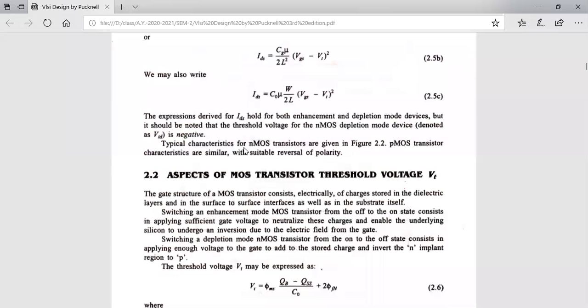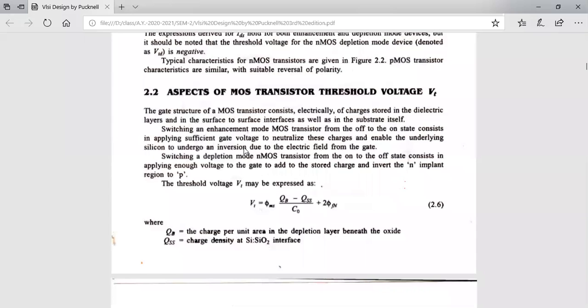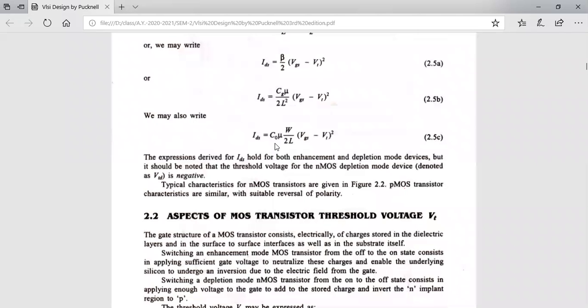So far we have seen the IDS versus VDS relations, but we have to see in detail the aspects of the MOS transistor threshold voltage VT. That will continue in the next class.